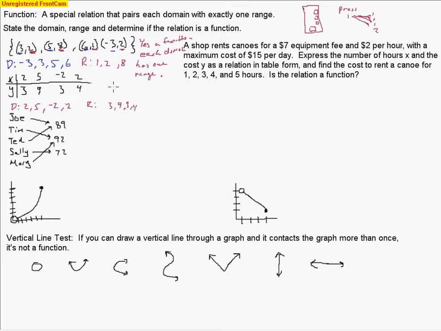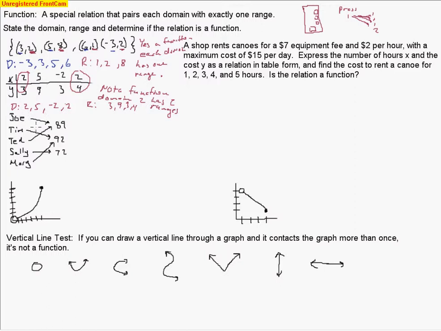And this one is not a function. Not a function. The reason is the domain 2 has 2 ranges. So you can't have 2 ranges for one domain. See, if you push the button 2, we're getting a 3. Push the button 5, we get 9. Push the button -2, we get 3. But here we press 2 again, we got 4. Something's broken. So right here makes it not a function.